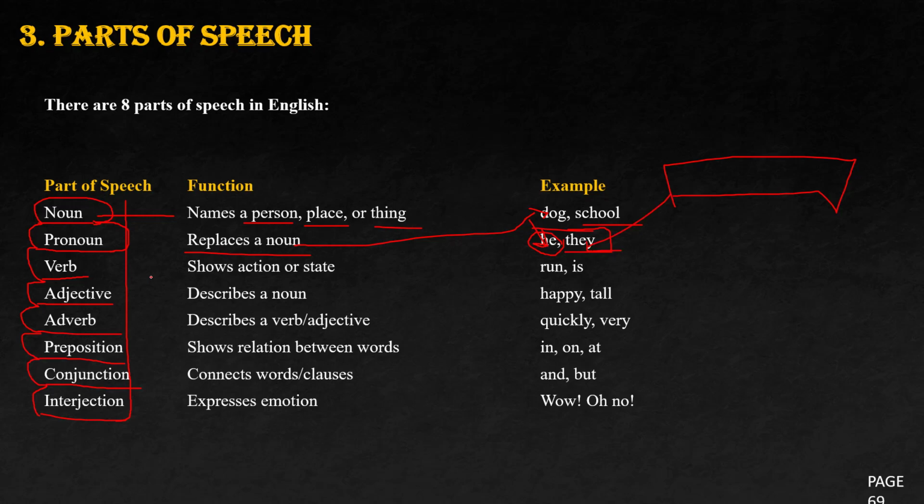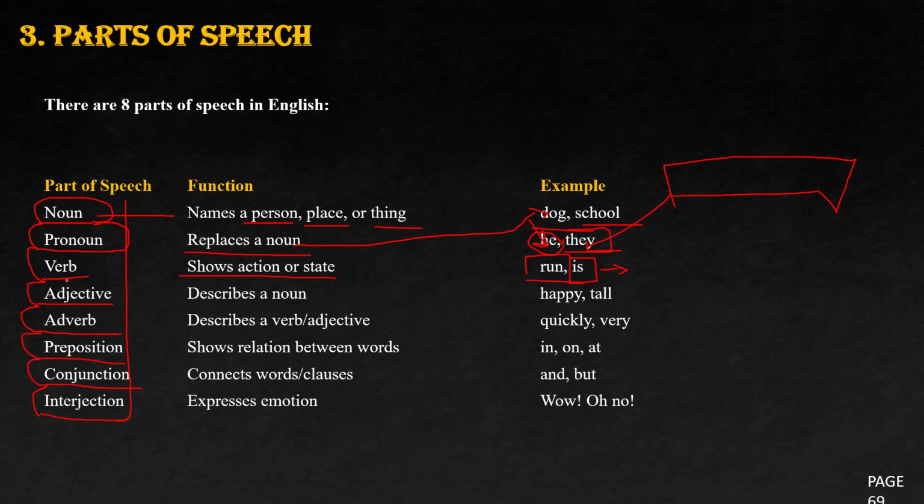Next is the verb, which shows the action or a state. Let's say run. Run is a verb. Even is is a be verb, in the sense it's a state. It's showing what exactly is happening. Is. When it comes to the past, it will become was, right? Like that.